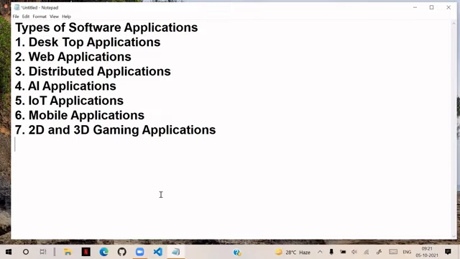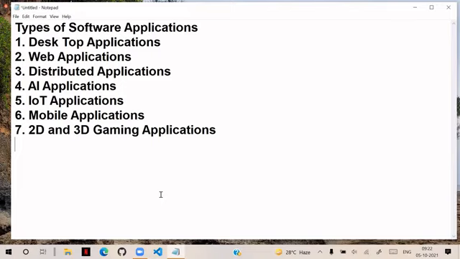So software applications are classified into various categories. As a software developer, your career will be in any of these 7. You may work on desktop applications, web applications, distributed, artificial intelligence, IoT, mobile, 2D and 3D gaming. Desktop application means, a simple example I will give you: MS Word, Excel, PowerPoint, Notepad, calculator. All these types of applications come under the category of desktop.